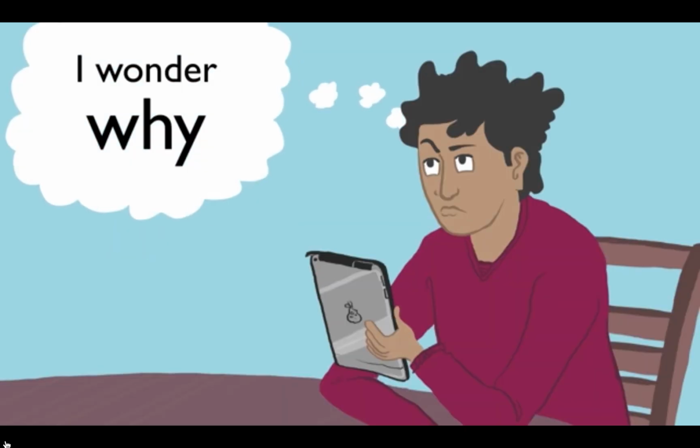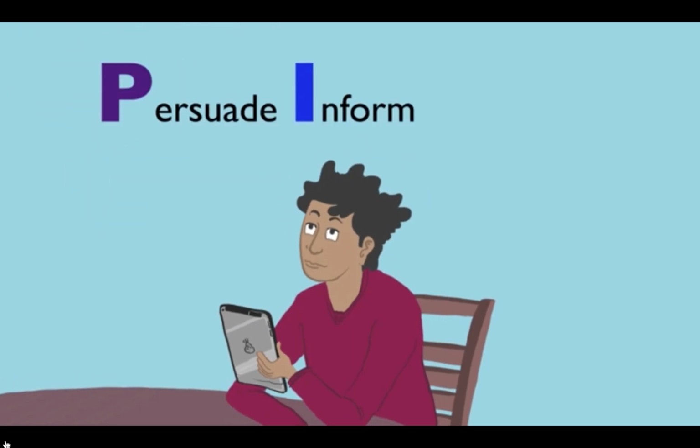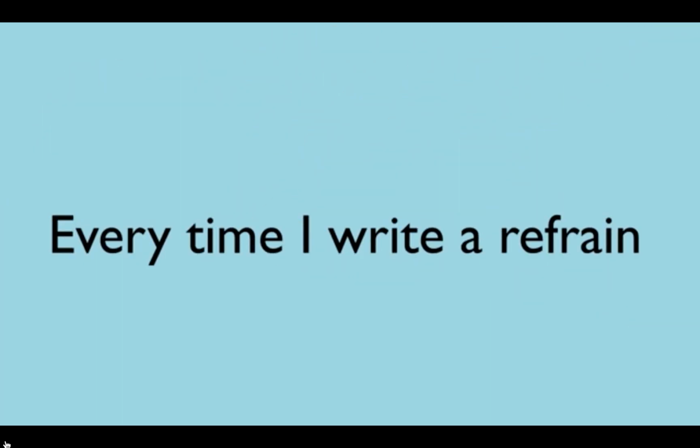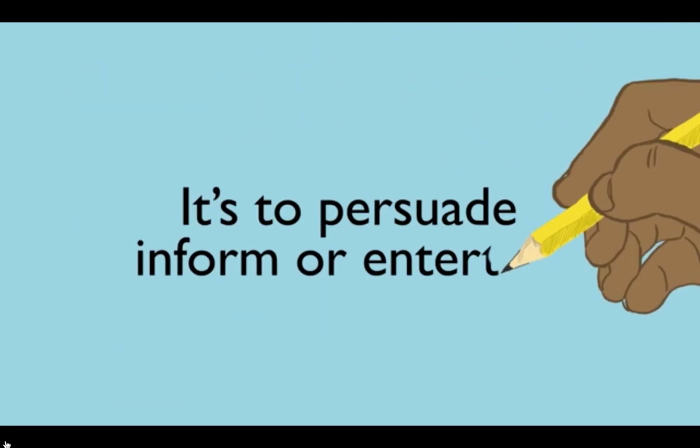Authors write, yeah, I wonder why. It's to persuade, inform, and entertain. That's PIE. Yeah, every time I write a refrain, it's to persuade, inform, or entertain.